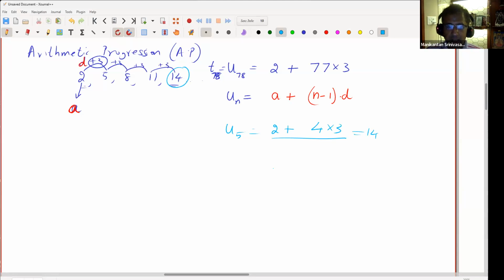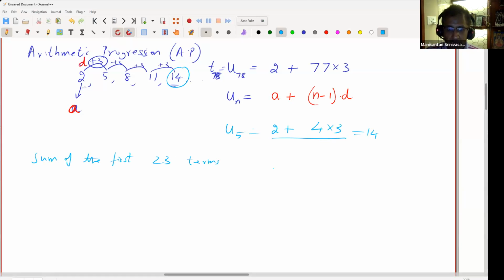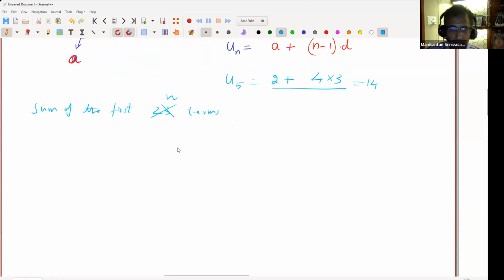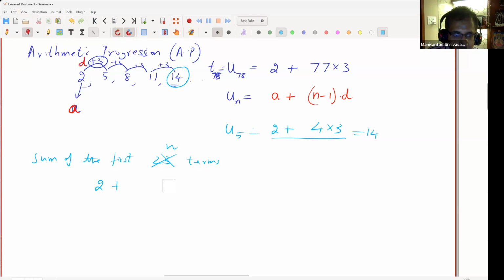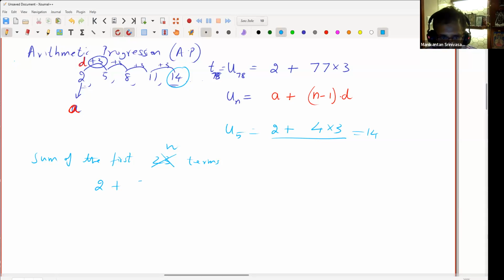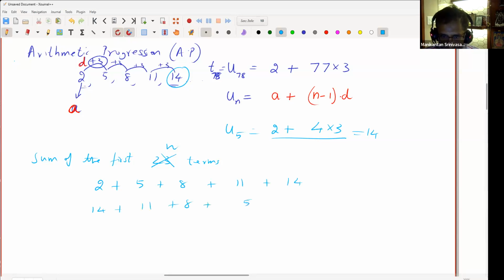The other typical thing that you want to do is, what is the sum of the first 23 terms? I'm saying 23, it could be n terms. What is the sum of the first n terms? How do we do this? This is also very much doable in an arithmetic progression. Let's take the same sequence and do the first 5 terms. So I have 2 plus 5 plus 8 plus 11 plus 14. Now, if I write it in the reverse order, it's 14 plus 11 plus 8 plus 5 plus 2.